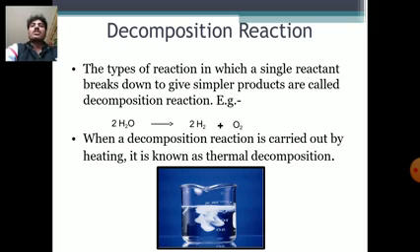Next, the decomposition of calcium carbonate to calcium oxide and carbon dioxide on heating is an important decomposition reaction used in various industries. Calcium oxide is called lime or quicklime. It has many uses, one of which is the manufacture of cement. When a decomposition reaction is carried out by heating, it is called a thermal decomposition. For example, calcium carbonate, limestone, is converted into calcium oxide plus CO2.